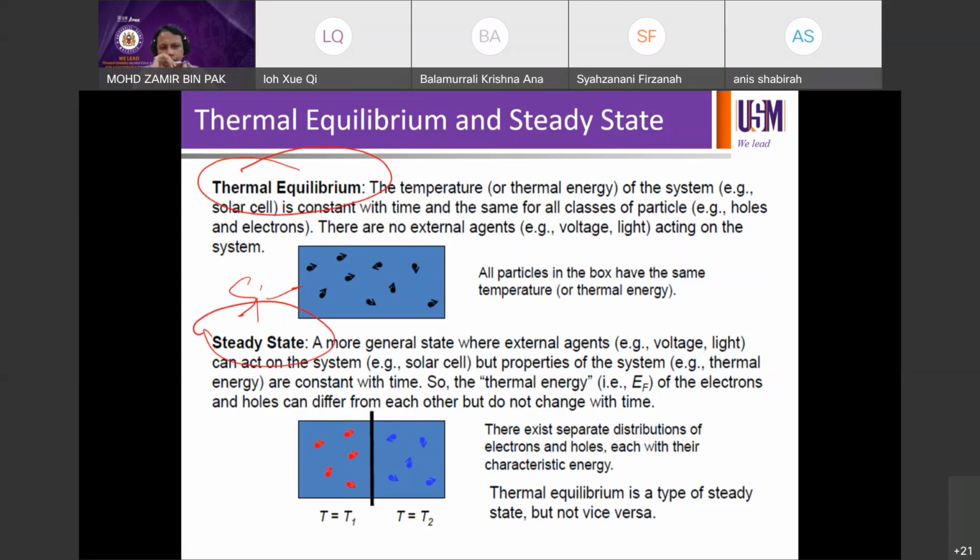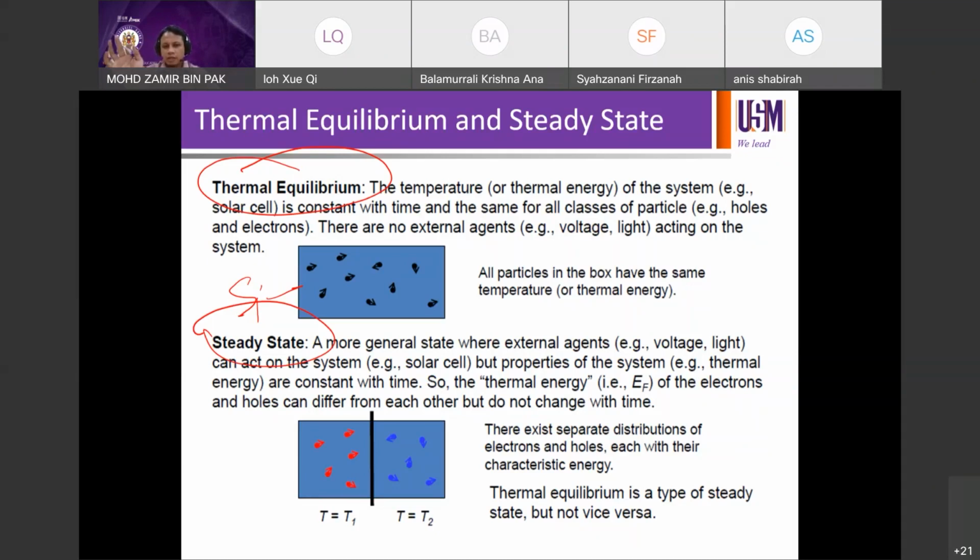there's a different concept that's called steady state. This one is a more general state where external agents like voltage or light or electric fields or magnetic field can act on the system, solar cell or LEDs or some other devices. But the properties of the system, that is the thermal energy, are constant with time. Or your voltage, your light acting on the system are always consistent with time.